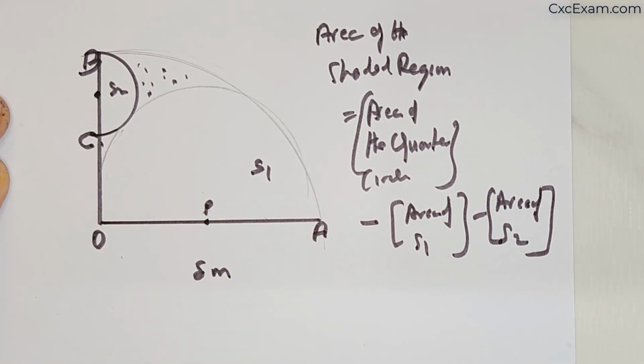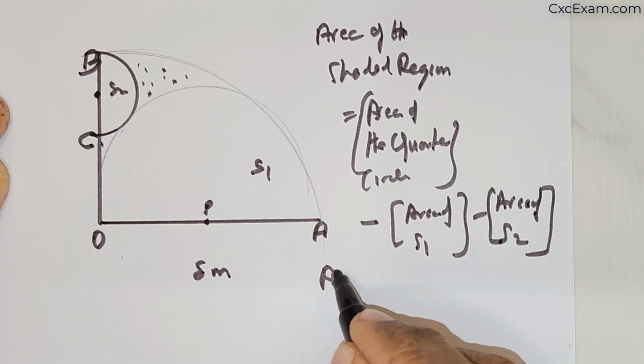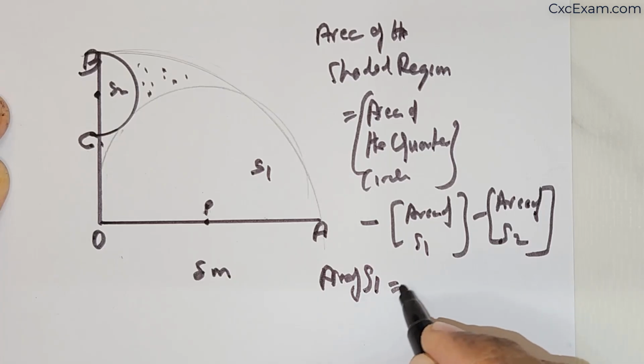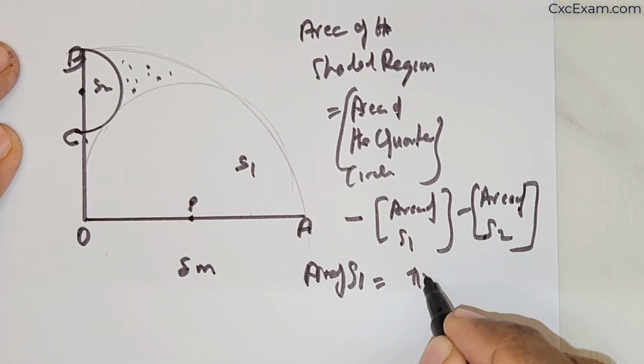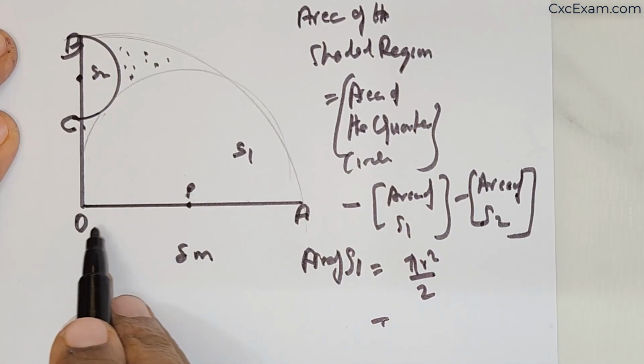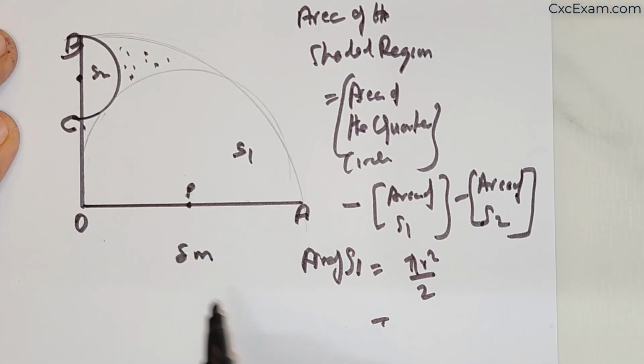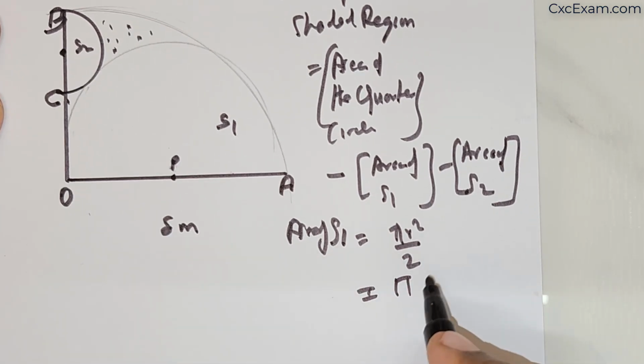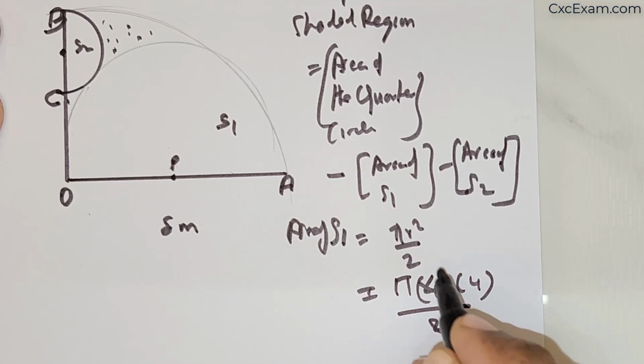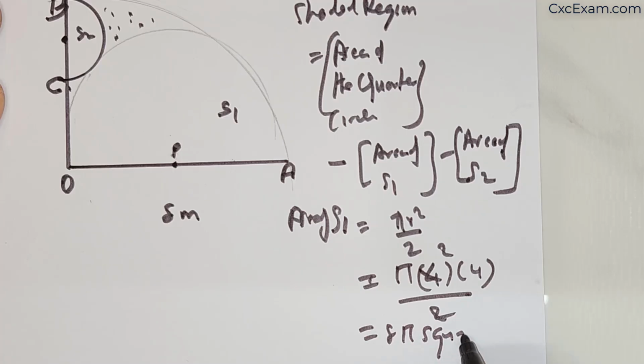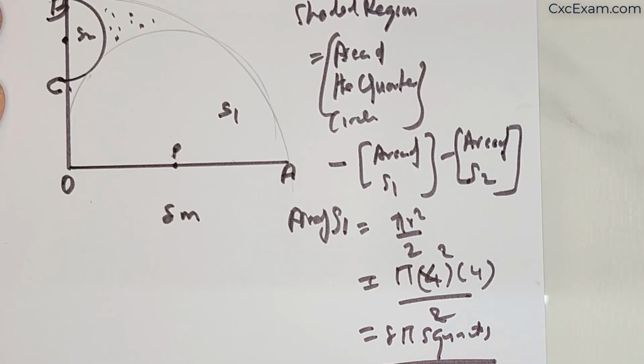So foremost, we can get the area of the first semicircle. Area of S1 is a semicircle, so it's going to be pi r squared over 2. The diameter is given as 8, so my radius is going to be 4 units. So 4 into 4 divided by 2. 2 divides here, 2 times 2, 4s are 8. 8 pi square units. That is the area of this S1.